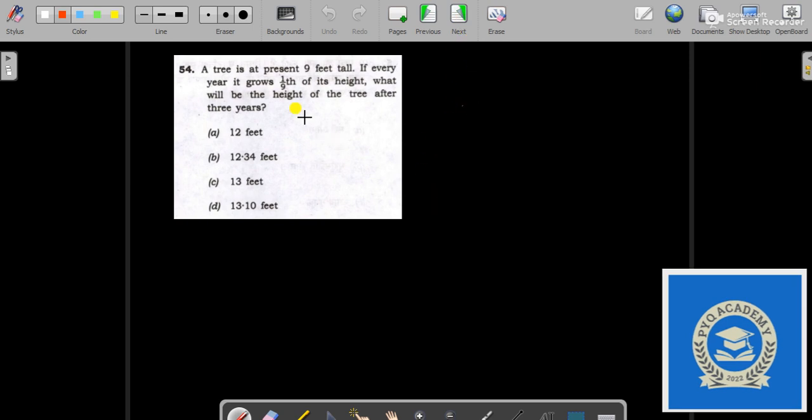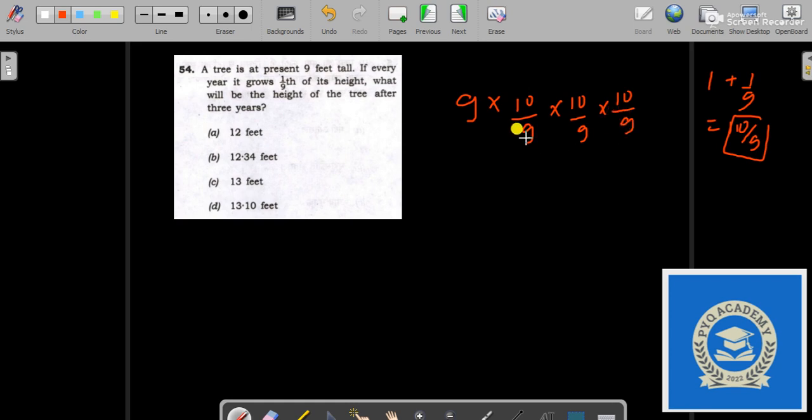In the next question it is given that a tree at present is 9 feet tall. If every year it grows 1/9 of its height, what will be the height of the tree? Suppose it was initially 1, then it grows 1 by 9. In total it becomes 10 by 9 of the initial. So let's multiply by 10 by 9 three times, and then we will get the answer.